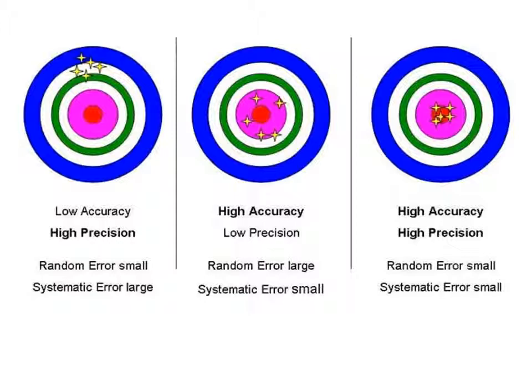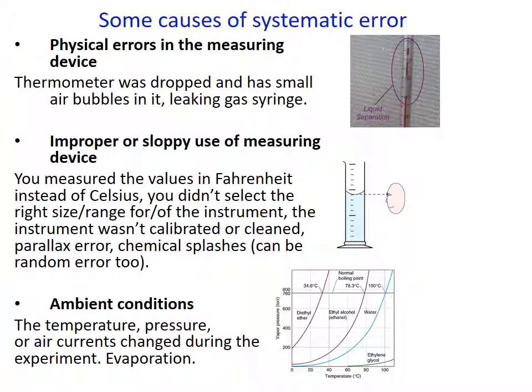Okay, so let's look at some causes of systematic error, because these are errors that we can reduce when we're doing experiments. We have no control over random errors. So an example could be the physical errors in the measuring device. For example, here is a thermometer in this image, and if it's dropped and it has small air bubbles in it, then those bubbles are obviously going to affect what we're reading from the thermometer.